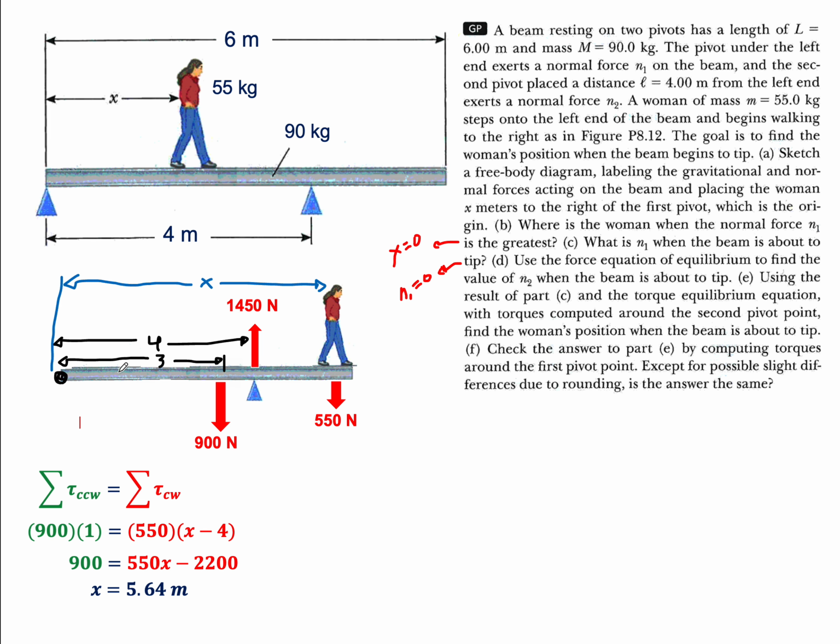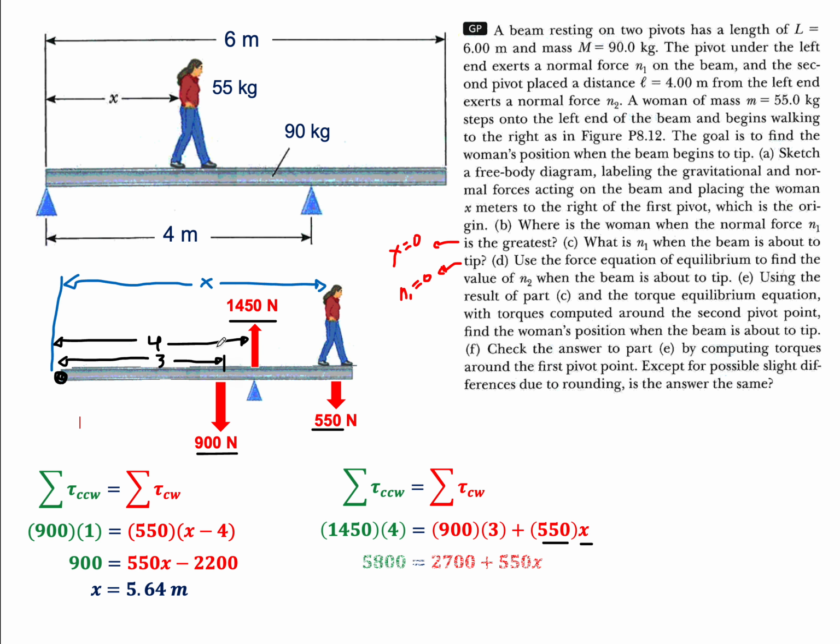So pivot point there, we're going to do the exact same thing, but this time we've got just one counterclockwise torque. That's this force times the 4 meters. Equals the clockwise torques, which is going to be this 900 times the 3 meters, plus 550 times x, where x is how far it's away from that side. If you solve this, you get that, and believe it or not, you end up with the exact same answer. The answer is the same.